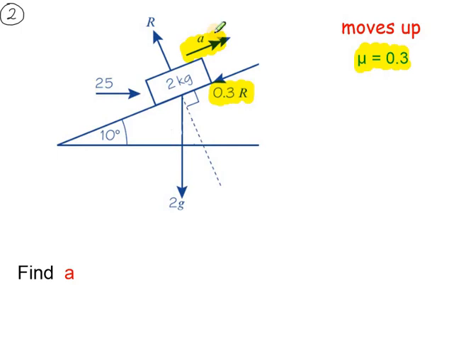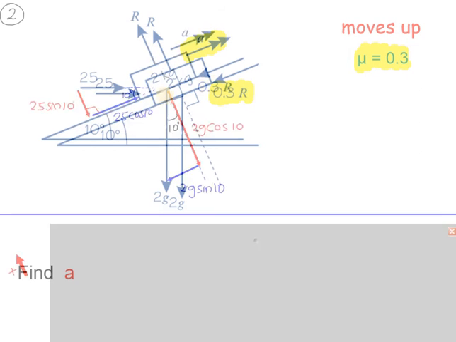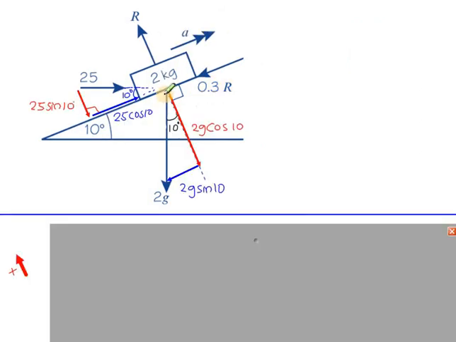Now, to calculate the acceleration, we first work out R, and then from R we can work out the frictional force, and then we can resolve forces parallel to the incline, use F equals ma, and then we'll get the acceleration. So we're going to resolve forces parallel and perpendicular to the incline. So this force here, the 2g force, has this perpendicular component to the incline and this parallel component, and this force here of 25 newtons has this parallel component and this perpendicular component.